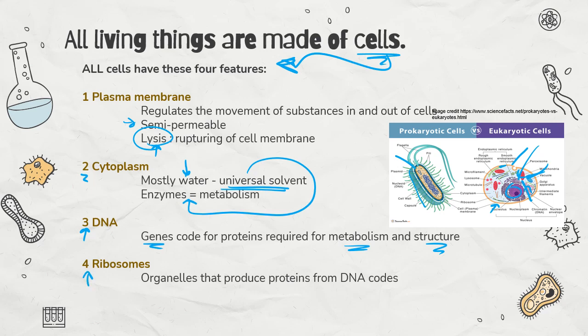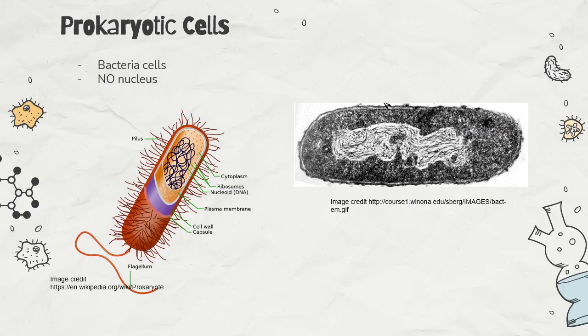And then last but not least, we have ribosomes. Ribosomes are what we use to turn the DNA. Well, we don't turn the DNA into proteins. We use the code in the DNA to produce some proteins. And these four things, memorize these, are the four things that all cells have in common. We're going to talk now about how some cells are different.